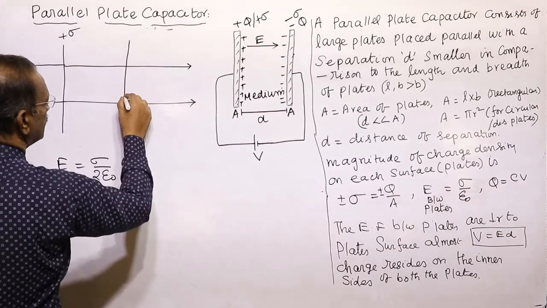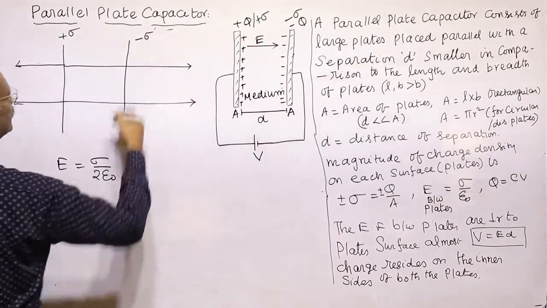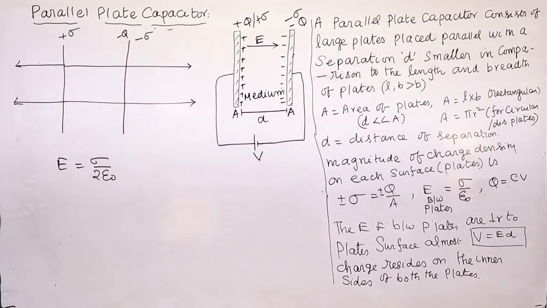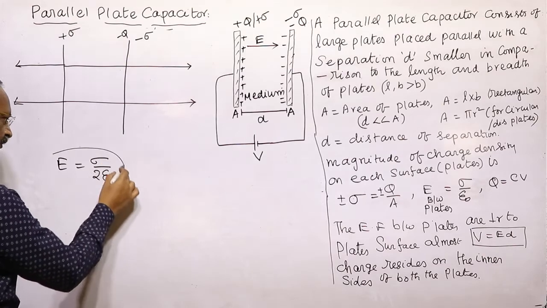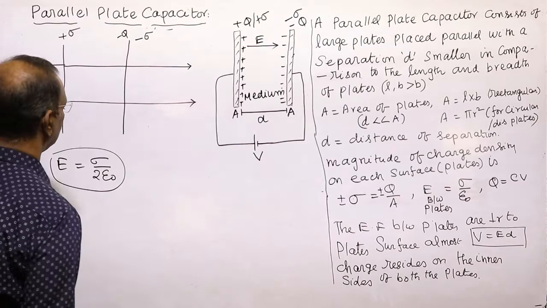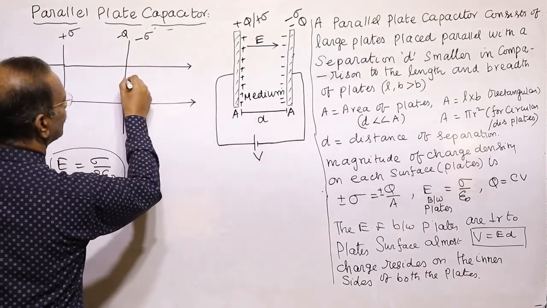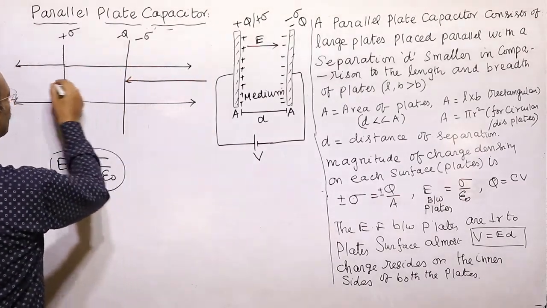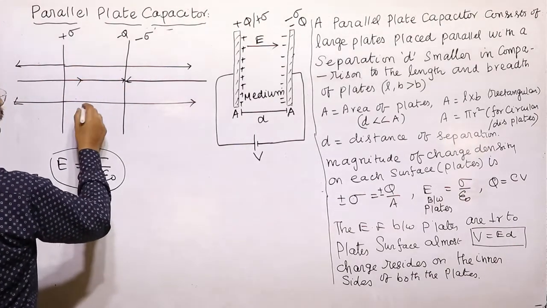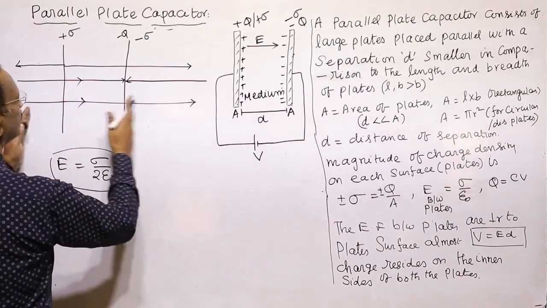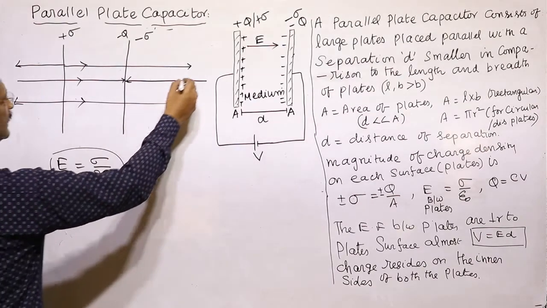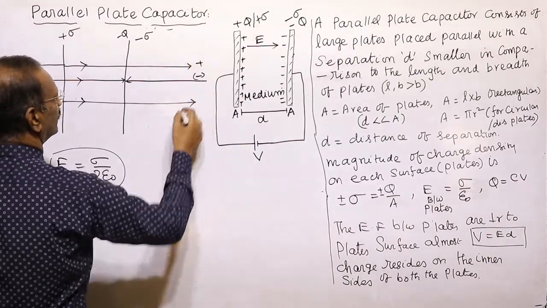If you are keeping a negative sheet of charge, what will it be? It will have the same magnitude. Since it does not have a distance factor, the electric field everywhere is the same, and since it is negative, it will come inside from everywhere. So this is for the negative plate, and this is for the positive plate.